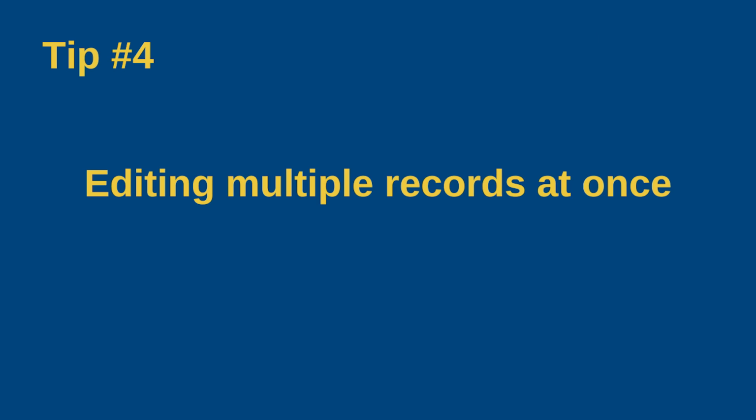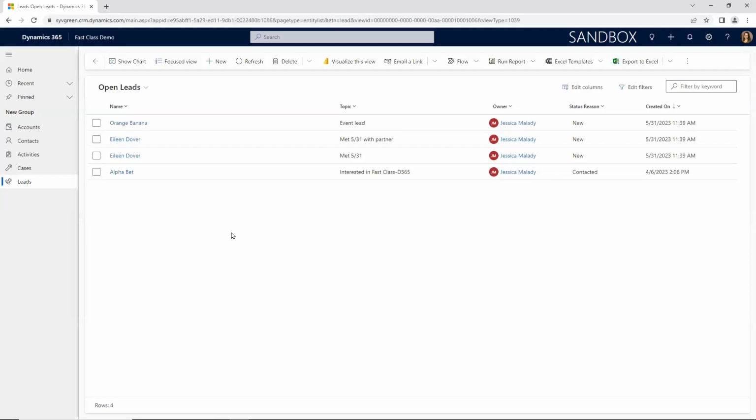So speaking of efficiency, our fourth tip of the day is how to edit multiple records at once. If you have a lot of data entry to do, that can cut the time you need to spend doing data entry. So one use case is maybe you met a bunch of leads at an event and you wanted to go back and do that data entry all at one time.